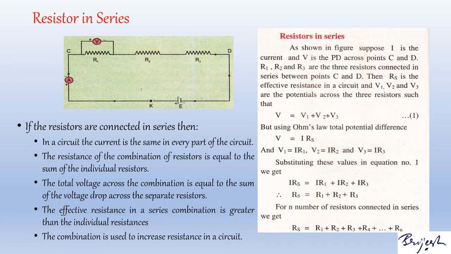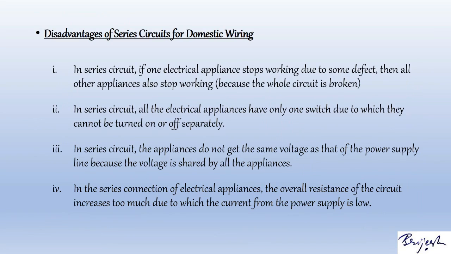The total voltage across the combination is equal to the sum of the voltage drops across the separate resistors. The effective resistance in a series combination is greater than the individual resistances. Obviously, because Rs is obviously greater than R1 or R2 or R3, because Rs is the sum of R1 plus R2 plus R3. So this combination is used to increase resistance in a circuit.